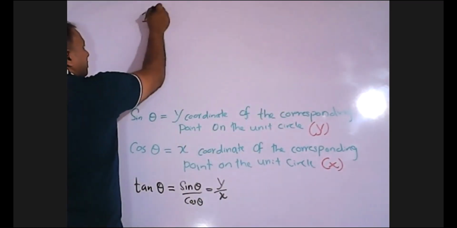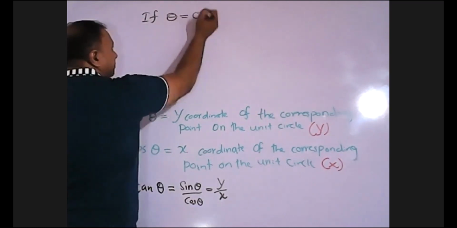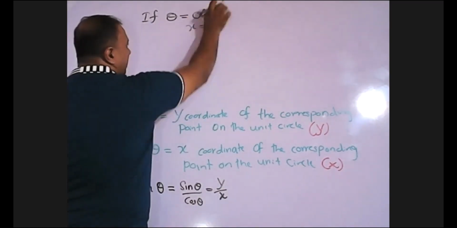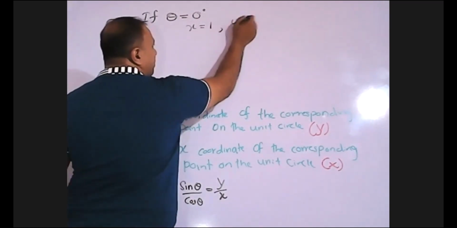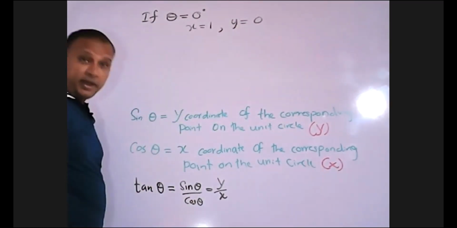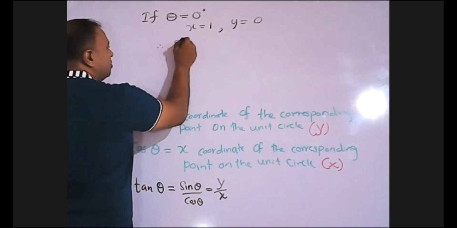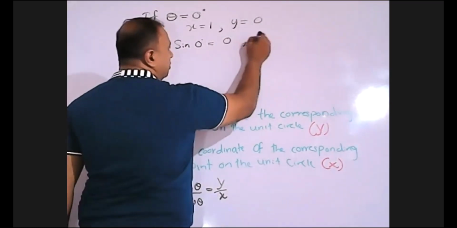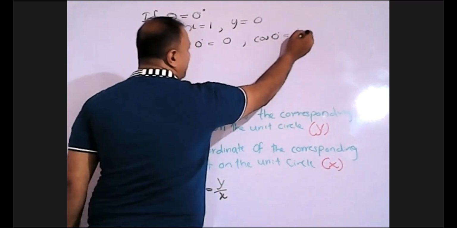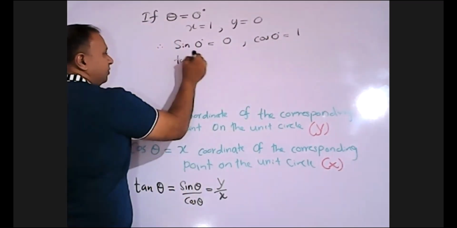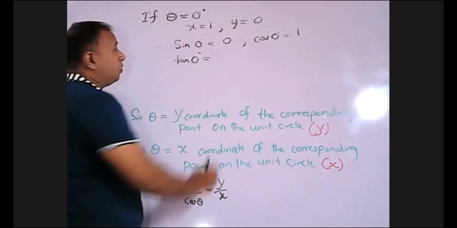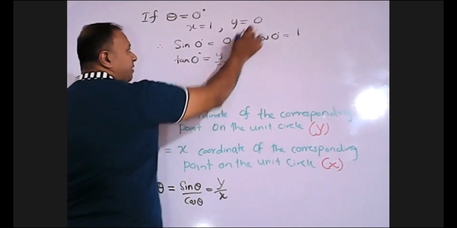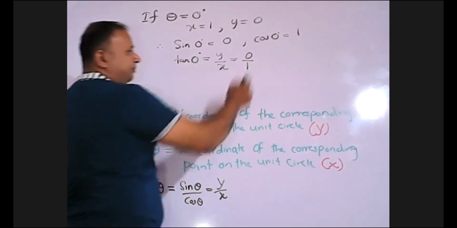Therefore, if theta is equal to 0, x equals 1, y equals 0, no? X equals 1, y equals 0. Therefore, sin 0 is equal to 0. Cos 0 is equal to 1. Tan 0 is equal to y over x, no? Y over x. Y means 0, x means 1.